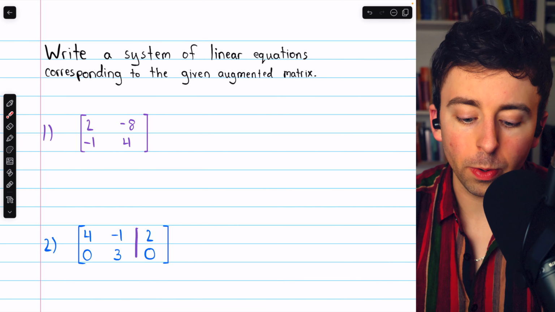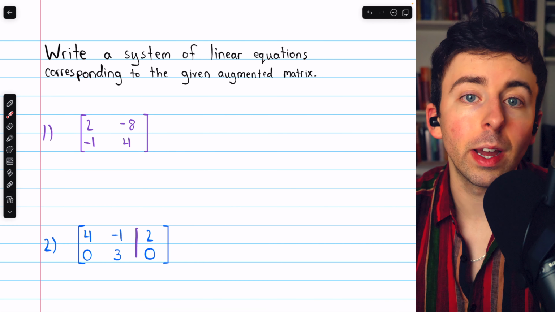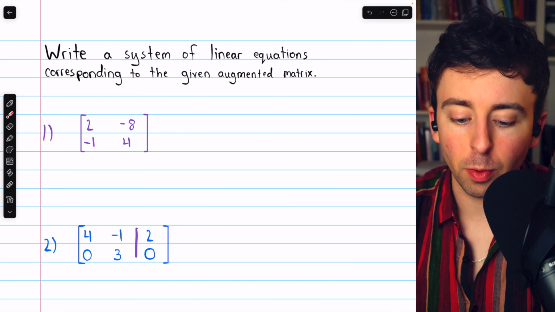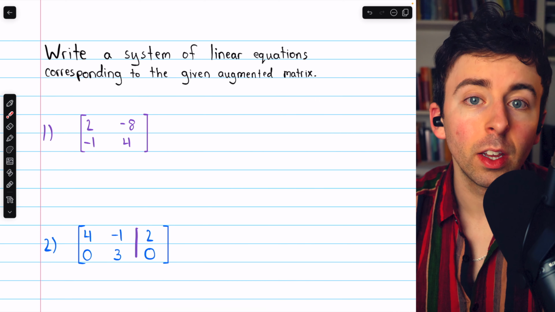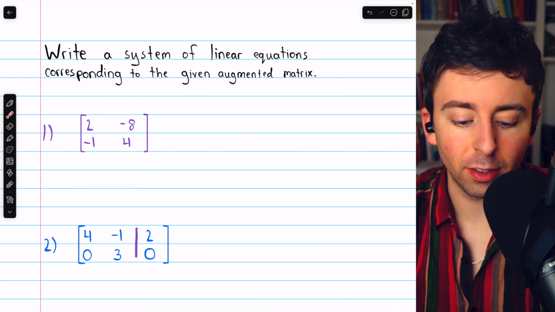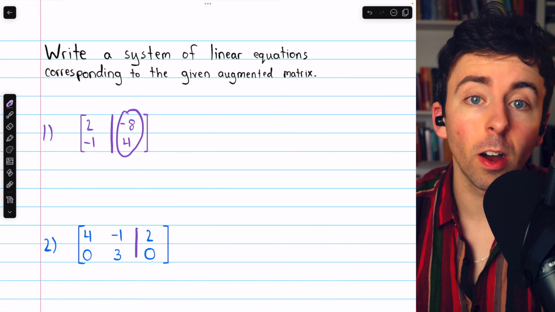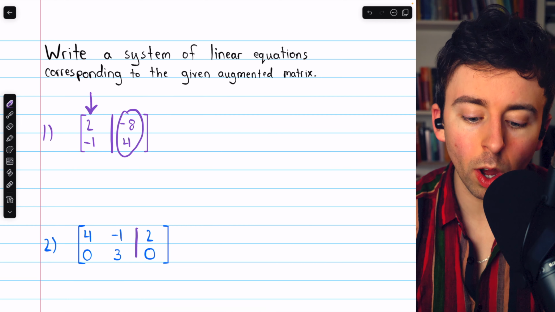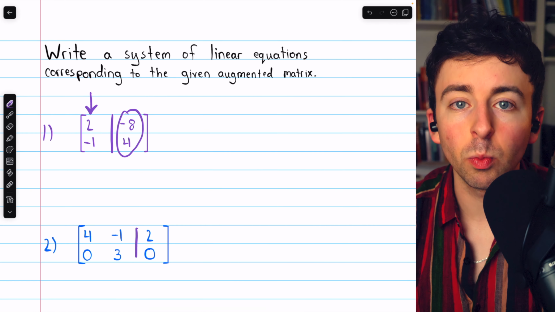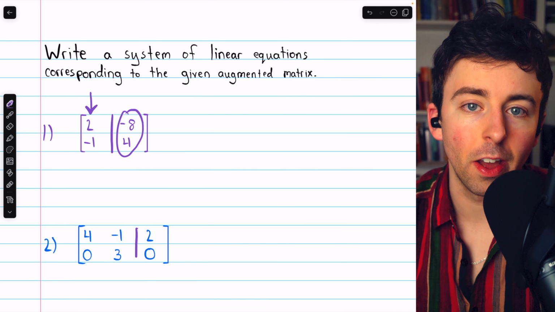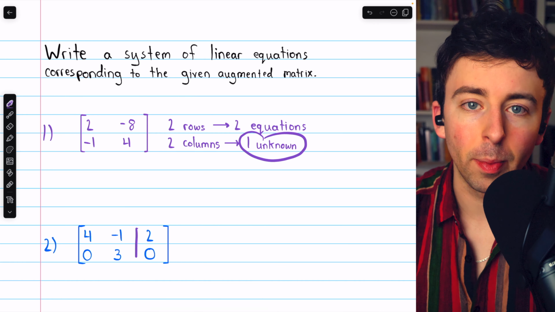It is 2 rows by 2 columns. Each row corresponds to an equation, so the system we have to write will have two equations. How many variables will it have? Well, there are 2 columns in this matrix. One of the columns, the last one, has to correspond to the constants, which leaves only one column to represent one variable. Hence, our system will have 2 equations and a single unknown. What we call that one unknown, of course, is up to us. X is a common choice.